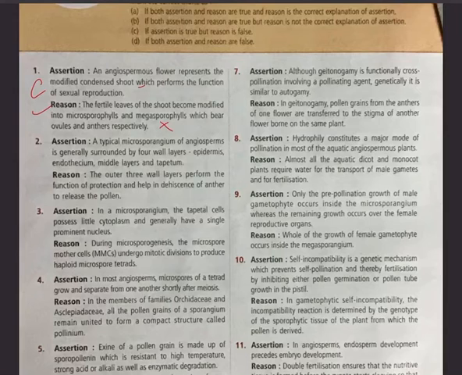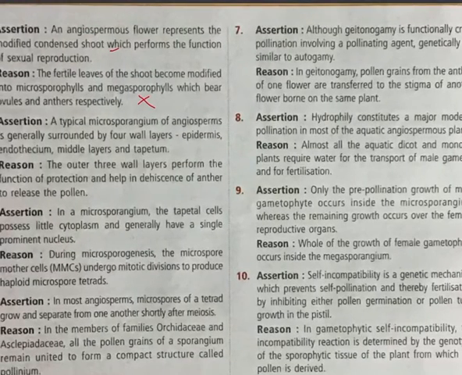Now question number 2. Assertion: A typical microsporangium of angiosperms is generally surrounded by 4 wall layers, that is epidermis, endothecium, middle layers and tapetum. Reason: The outer 3 wall layers perform the function of protection and help in dehiscence of anther to release the pollen. I think assertion is correct, reason is correct, but reason is not explaining the assertion, so the answer has to be B for question number 2.